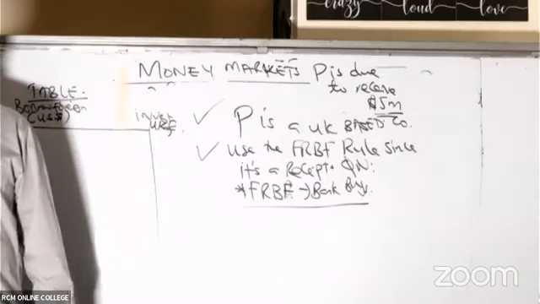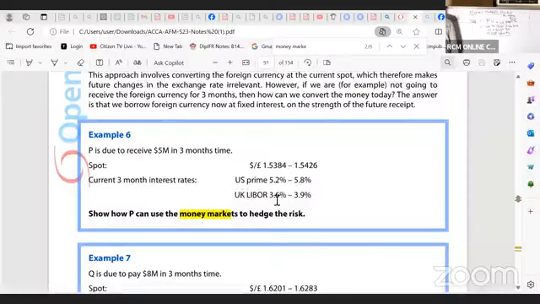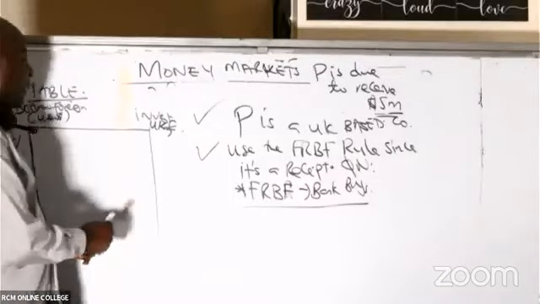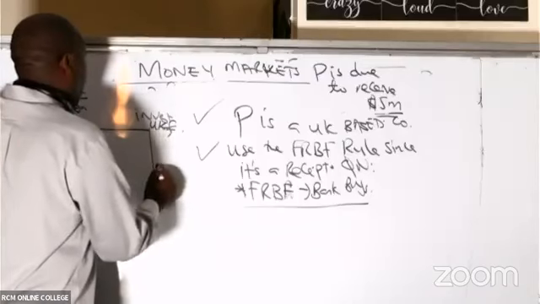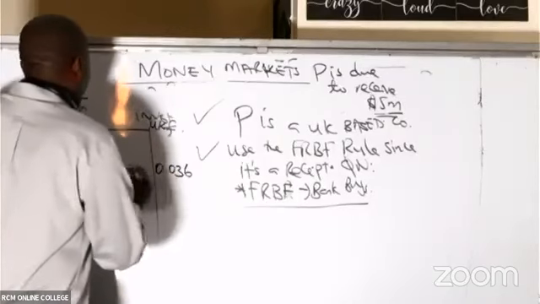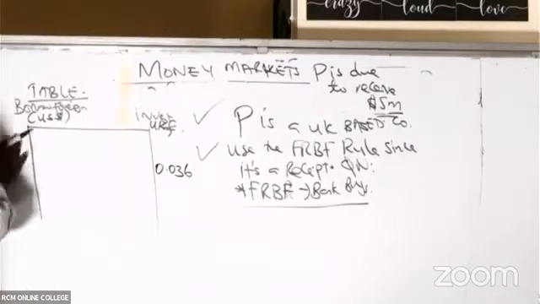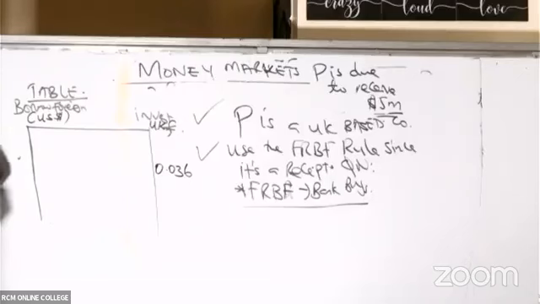So we have got two rates here, ladies and gentlemen. For the UK, the lower one will be the investing rate, 3.6%. You guys are right, 3.6%. So then we have here 0.036. Even this one would have been 0.058.